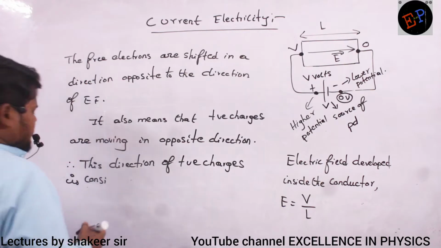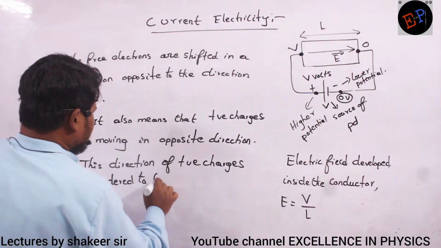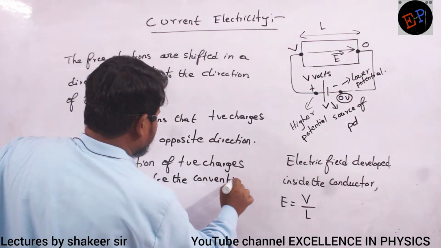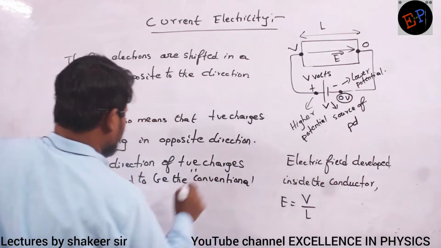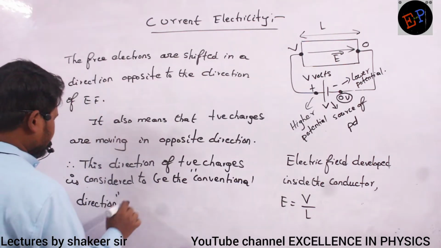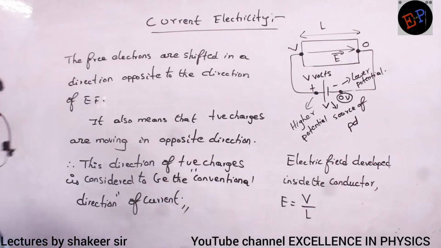This direction of positive charges is considered to be the conventional direction of current. Conventional direction of current. Okay. So can you say what is the meaning of the statement which I have written?